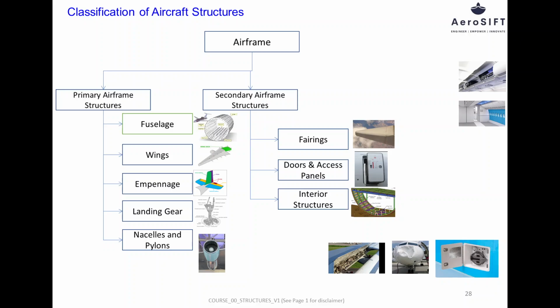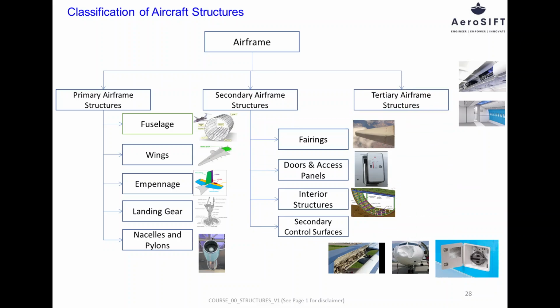Interior structural elements support cabin floors, seats, and internal fittings and help distribute local loads. These include components such as flaps and spoilers that assist in lift control, drag management, and maneuvering. Tertiary structures are non-load-bearing or lightly loaded components. They primarily serve functional, protective, or comfort-related purposes.